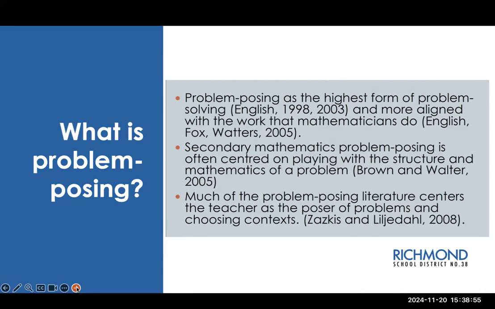And then what we want to think about is who's doing the problem posing. And again, the research, and most of that comes out of secondary, is that teachers are often the posers of the problems and choosing the context in classrooms. And so for our K-5 students, we really want to offer them the opportunity to see themselves as posers of mathematics and mathematicians and doers of mathematics. So giving them agency around seeing themselves and their lives and their identities connected to what we do in mathematics.